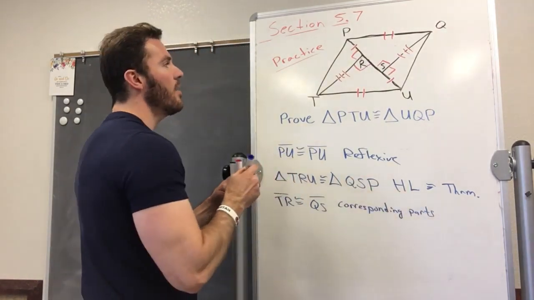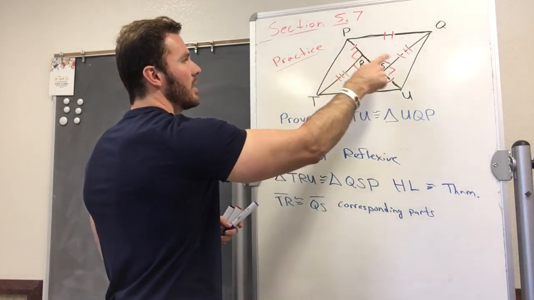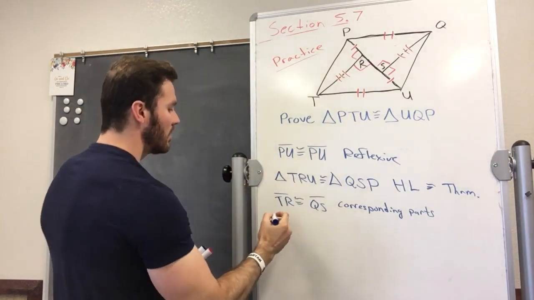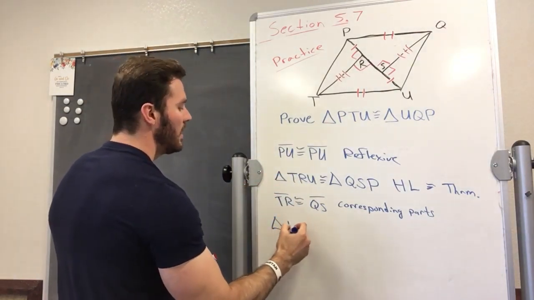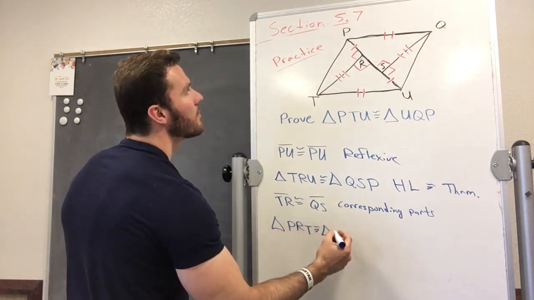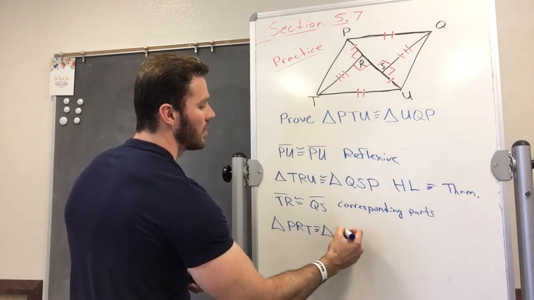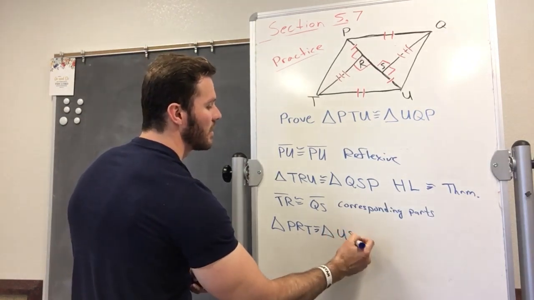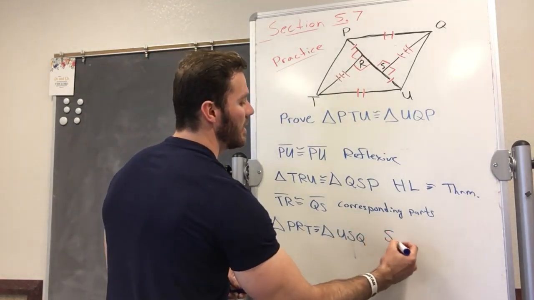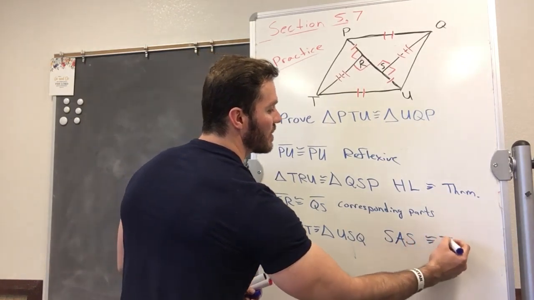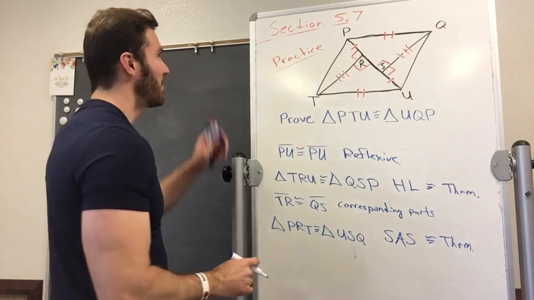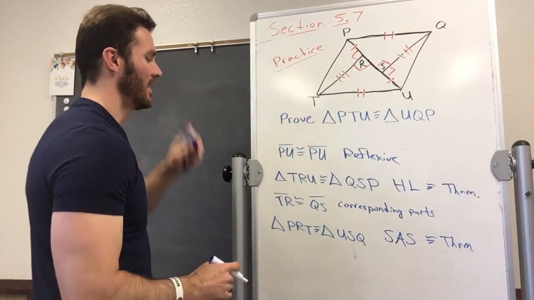All right? And now we have side, angle, side. Side, angle, side. So triangle PRT is congruent with triangle USQ. That's the side, angle, side congruence theorem. I know, there's a lot. You can pause and review the video if you need to.